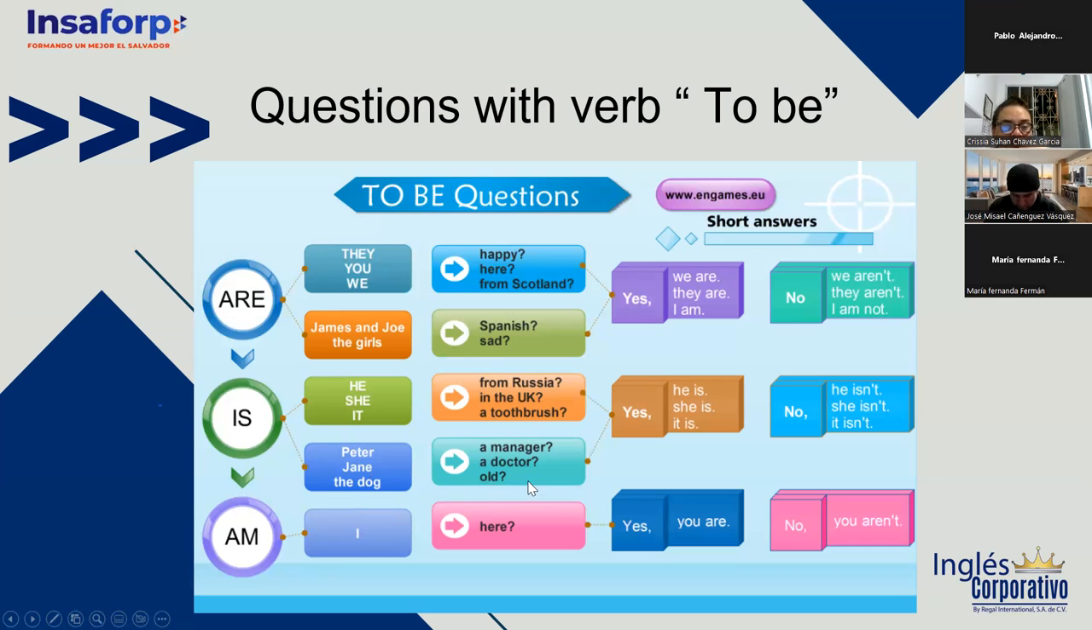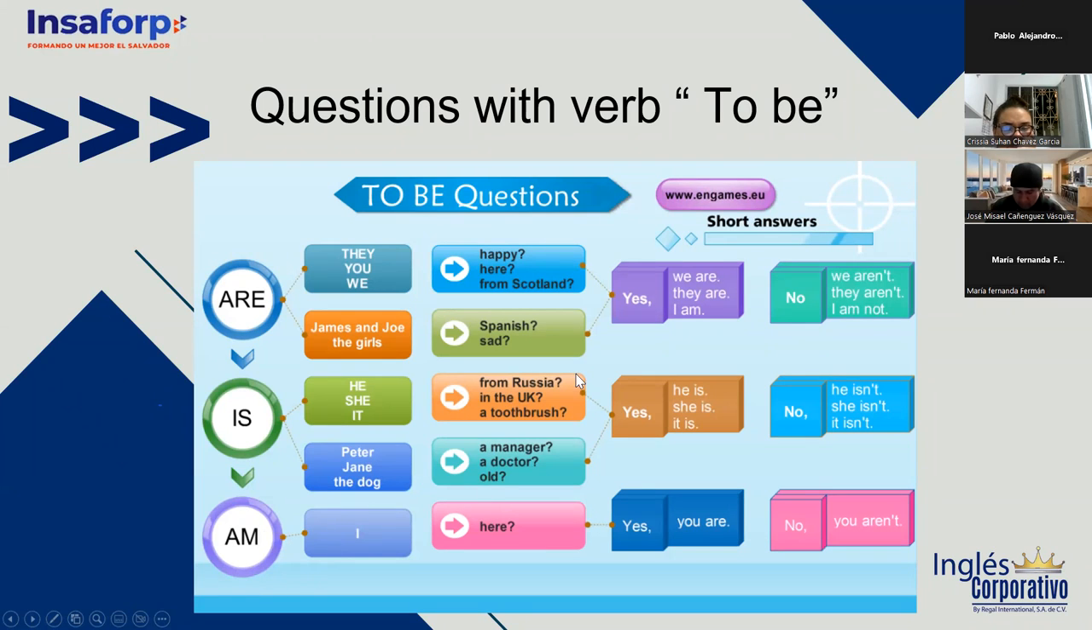Is Peter a manager? Is Jane a doctor? Is the dog old? Estamos preguntando si el perro es viejo. Ok. Si tienen un nuevo vocabulario, anótelo, para que lo pregunte o usted lo busque. Am I here? Estoy yo aquí. Am I here?